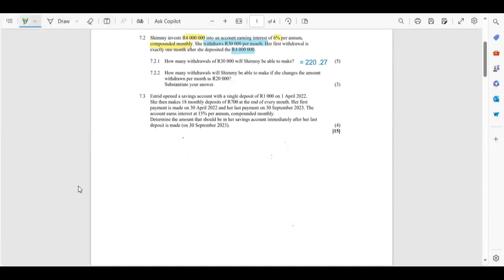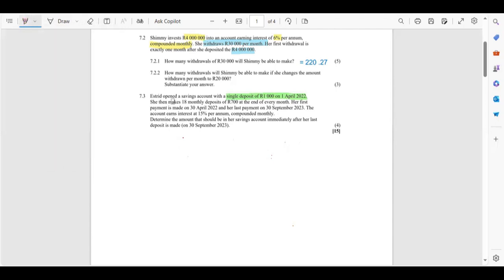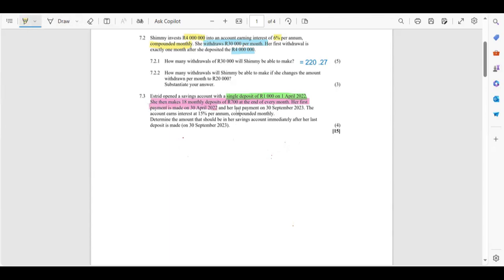Now, moving on to the next question. They say Street opens a savings account now with a single deposit of 1,000 rands on 1 April 2022. Then afterward, she makes 18 monthly deposits of 700 at the end of every month. Her first payment is made on 30 April. What other information did they give us? Her last payment is dated the 30th of September. The interest is 15% per annum compounded monthly. We need to determine the amount that should be in her savings account immediately after the last deposit is made.